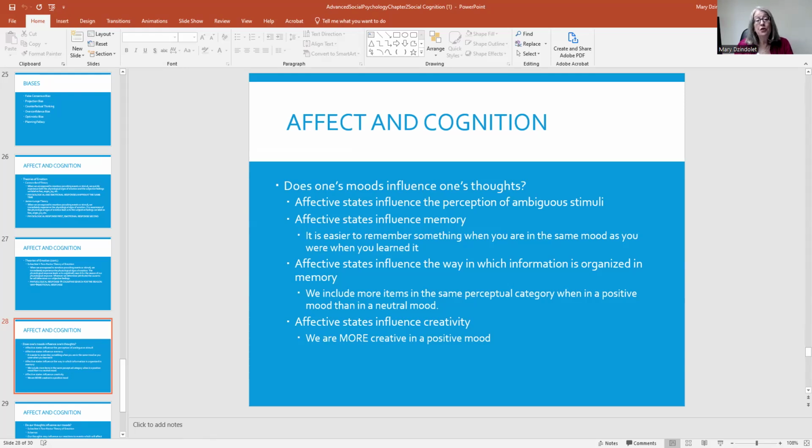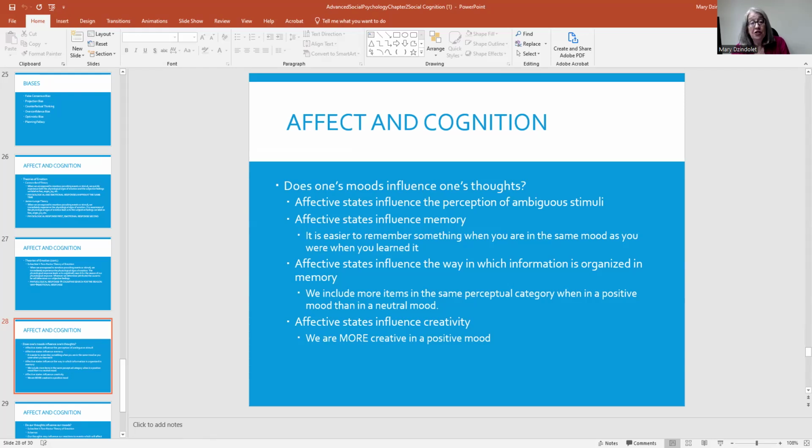But if you learned them underwater, you recall them better underwater than if you were recalling them on the boat. So you can see when you have this match between the environment when you learned it and the environment when you go to recall it, you're going to remember more of it.